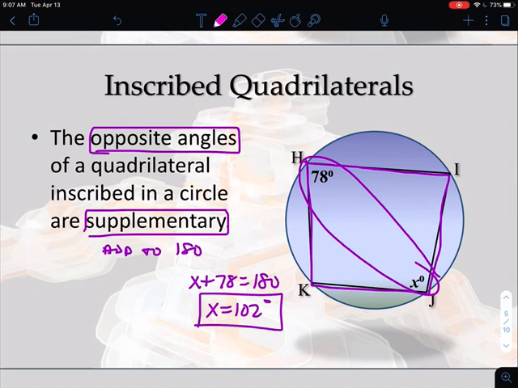So if I were to tell you that J was 3x plus 10 and K was 2x plus 30, and I said find the value of x or find the measure of the angle, then you would simply take those two angles and add them together. 3x plus 10 plus 2x plus 30 would have to equal 180, and then you solve. And so you find your value of x, you could plug it back in and find either angle measure. And so every time you have an inscribed quadrilateral, so all four corners are on the circle, the opposite angles have to add to 180.